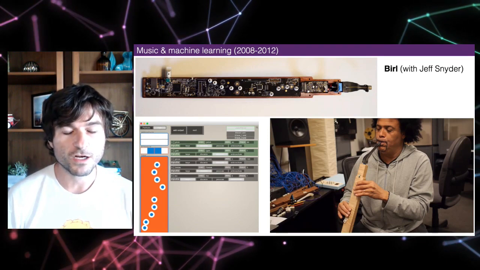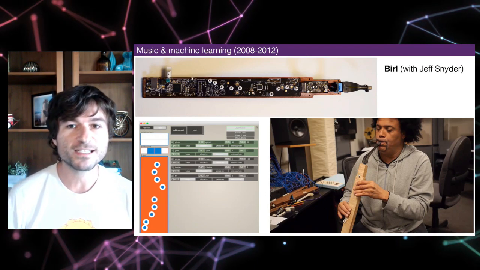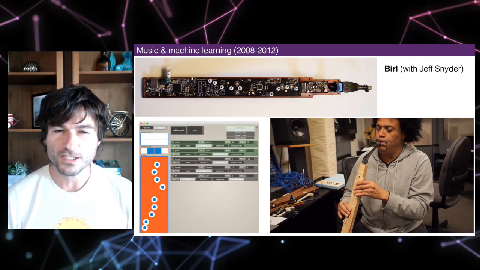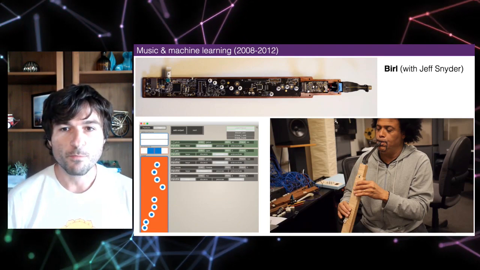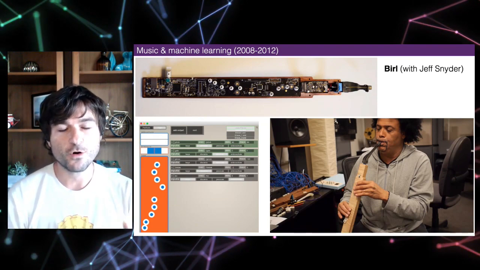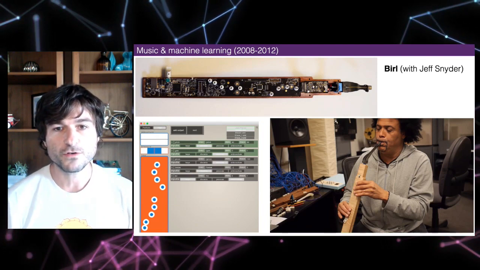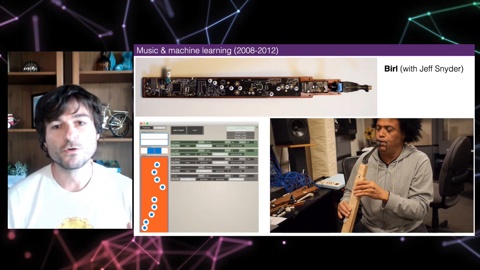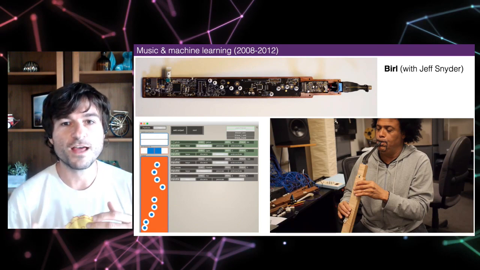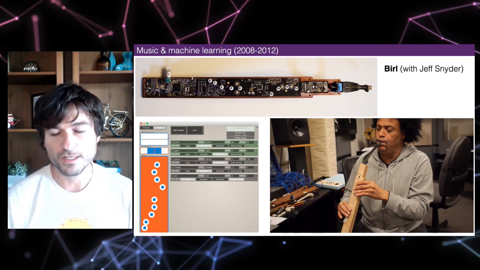I started working with a good friend of mine named Jeff Snyder, who built these really awesome musical instruments like what you see here. This is called a burl. It's an electronic flute instrument, and it's just the controller. It has a breath pressure sensor and an embouchure sensor on the mouthpiece, and then a whole bunch of capacitive touch sensors. The trick that we employed was that it doesn't make any sound by itself, and so we would hook it up with a digital synthesizer, which we would then parameterize using the controllers the musician was playing.